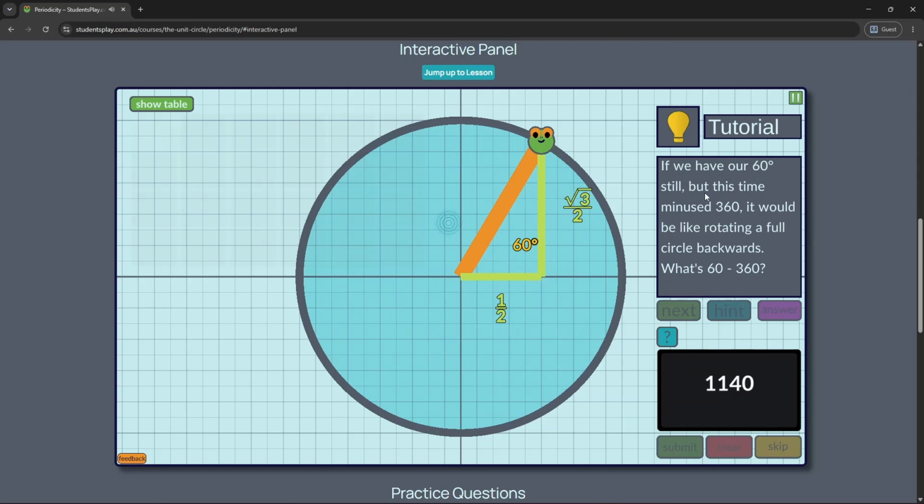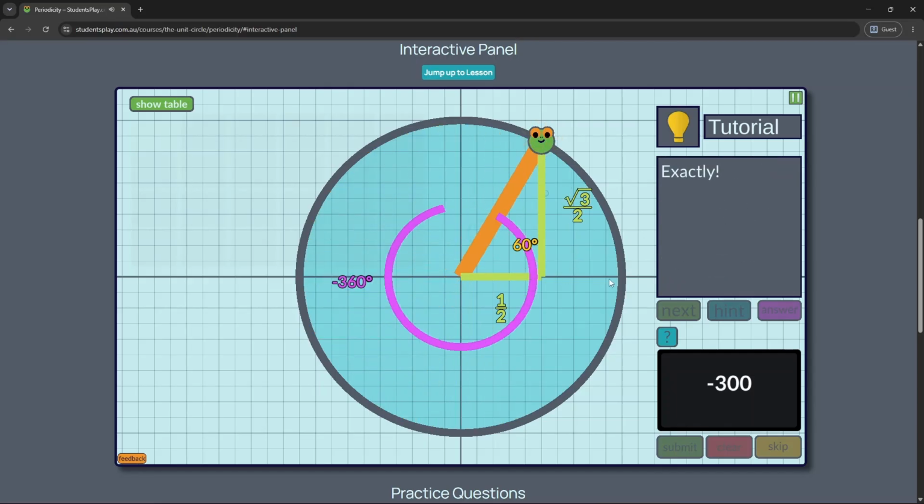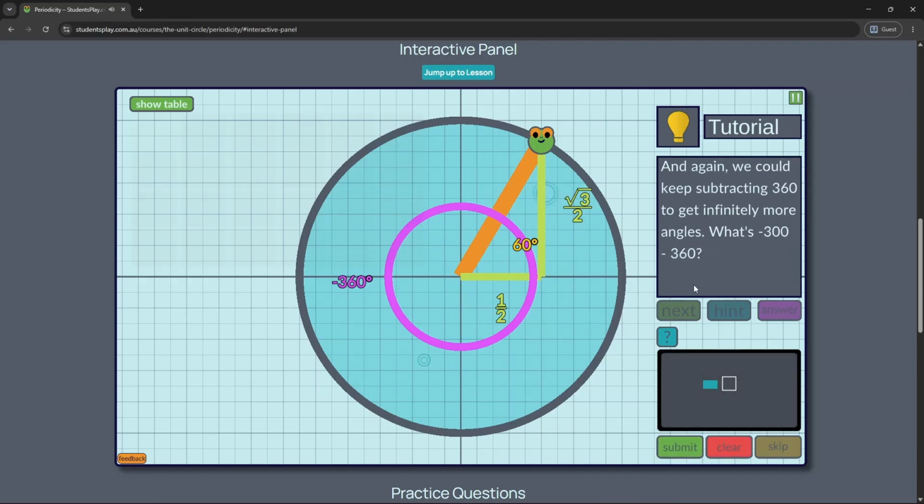If we have our 60 still, but this time we minus 360, it would be like rotating a full circle backwards. What's 60 minus 360? Negative 300. Okay, so this time we're going back this way, but we still end up at the same spot. And then again, we could keep subtracting 360 to get infinitely more angles. So negative 300 minus 360 is negative 660.